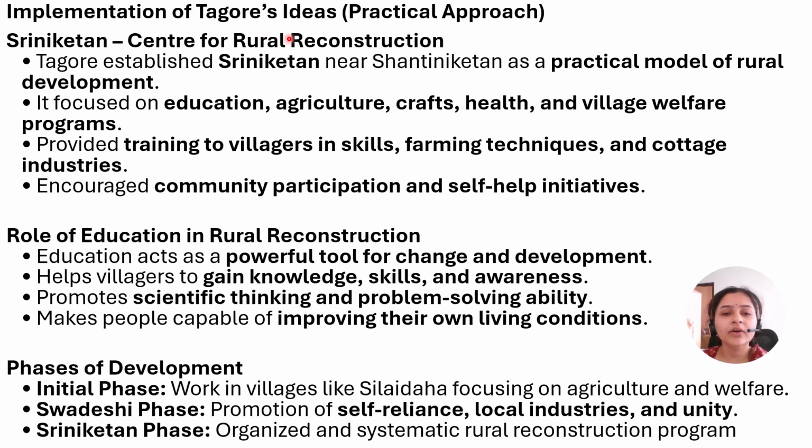So, how were Tagore's ideas implemented? That is, the practical approaches. The Center for Rural Reconstruction was established, that is Sriniketan, near Shantiniketan, as a practical model for rural development. Sriniketan focused mainly on education, agriculture, crafts, health, and village welfare programs. It provided training to villagers in skills, farming techniques, and building cottage industries.